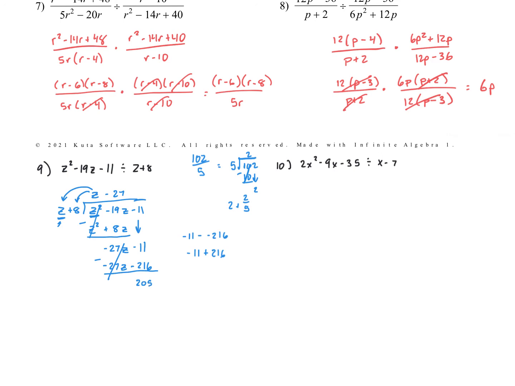But to rewrite my answer, it would be z minus 27 plus, since this number 205 is positive, 205 divided by z plus 8. Okay, this last little fraction is known as the remainder, and you write it as a fraction the same way you would leave a simplified fraction alone. You cannot divide it any further and still get a neat number. So whenever you don't get a neat number in math, you just leave it as a fraction to stay accurate.